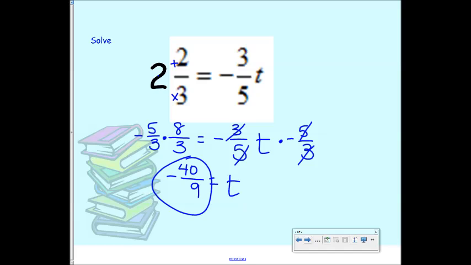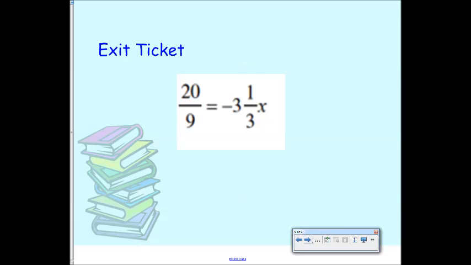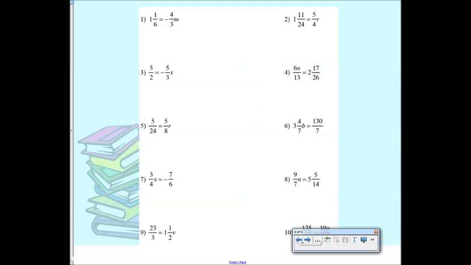Okay, so let me check your, yes, okay. So for your practice, I would like you guys to do the odds. 1, 3, 5, 7, 9. So all the ones on the left, just the left side, 1, 3, 5, 7, 9.